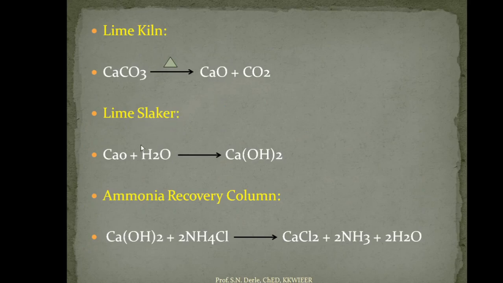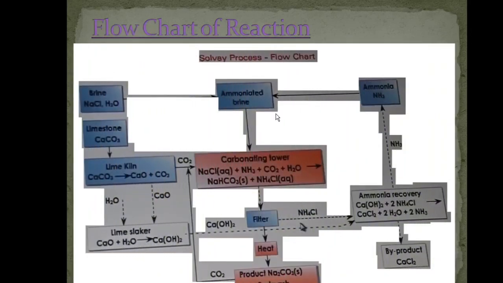Here, this calcium oxide is slaked with a large quantity of water and it produces calcium hydroxide. This calcium hydroxide is used for ammonia recovery. So it is reacted with ammonium chloride, which is formed in the carbonating tower, and then it produces calcium chloride as a byproduct, or we can say waste product. And the ammonia produced is again recycled into the ammoniation tower for the ammonation process. This is about the chemical reactions.